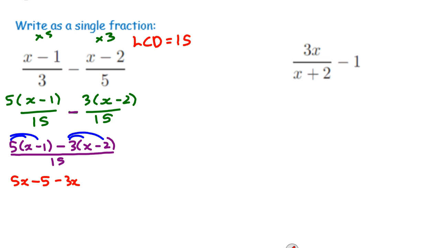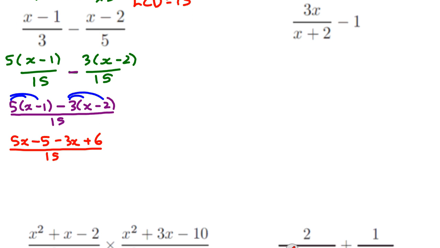What's negative 3 times negative 2? That's right, it's plus 6. Common error is people will say that it's negative 6. And now we just need to combine like terms. 5x minus 3x gives us 2x. Negative 5 plus 6 is plus 1, over 15.